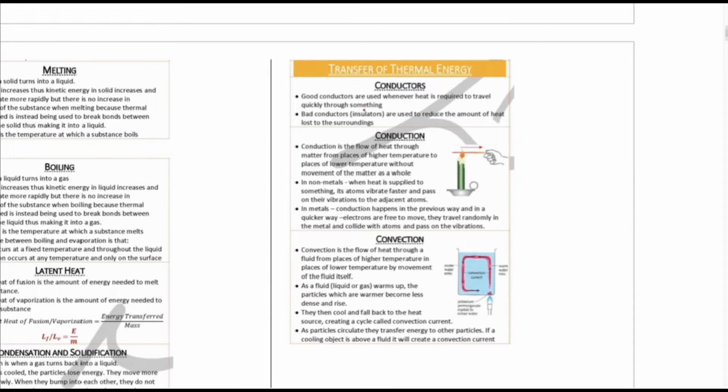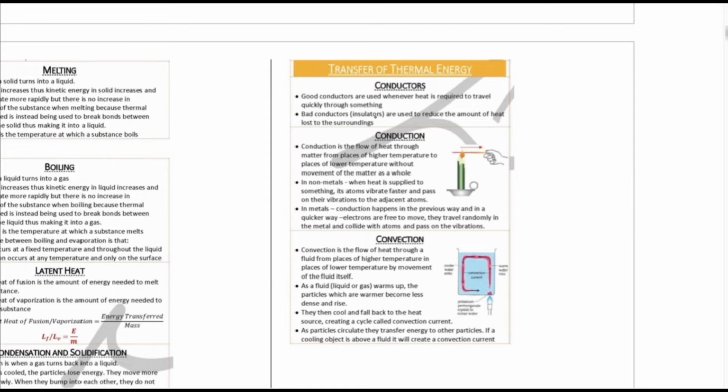So we want heat to travel quickly in, for example, the cooking pot. A cooking pot, you want the food to be heated up quickly, so we need to use a good conductor. So that's why the cooking pot is made of metal.